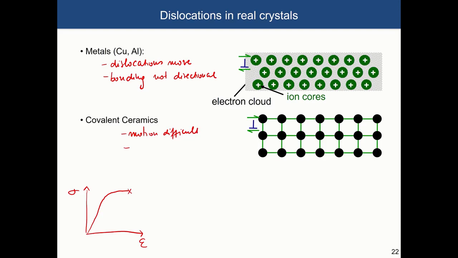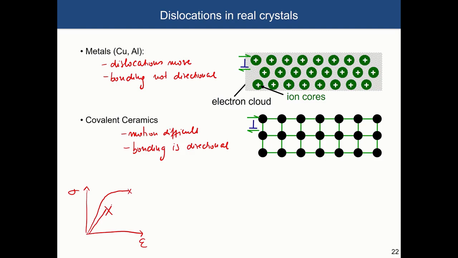This can be due both to the symmetry of the crystals, but also it's in large part due to the fact that the bonding is directional. So, in contrast to metals, the ceramic materials will deform elastically, but they will break. So there won't be any plastic part of this stress-strain curve, right?